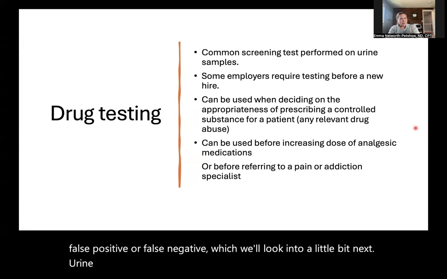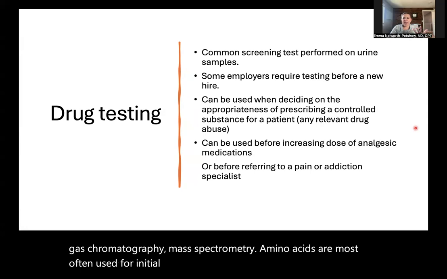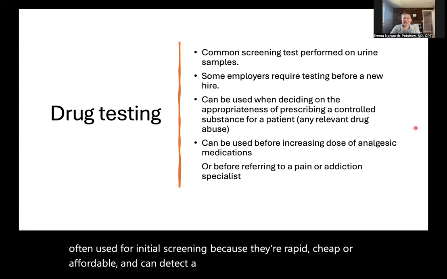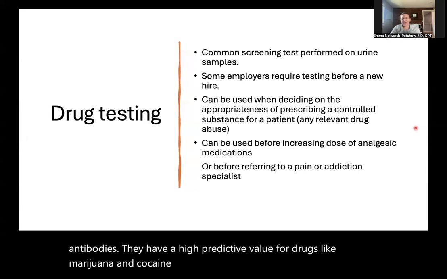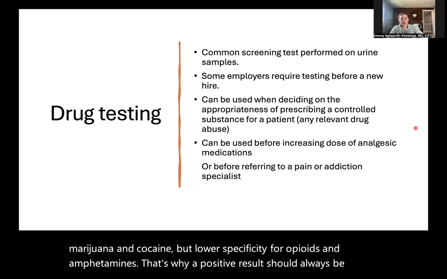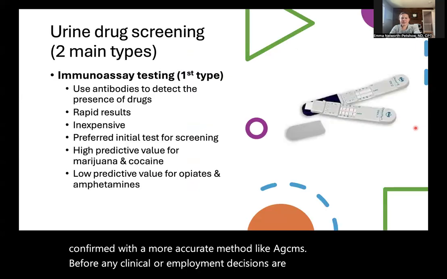Urine drug screening involves two main methods: immunoassay and gas chromatography/mass spectrometry. Immunoassays are most often used for initial screening because they're rapid, affordable, and can detect a wide range of substances using antibodies. They have a high predictive value for drugs like marijuana and cocaine, but lower specificity for opioids and amphetamines. That's why a positive result should always be confirmed with a more accurate method like GCMS before any clinical or employment decisions are made.